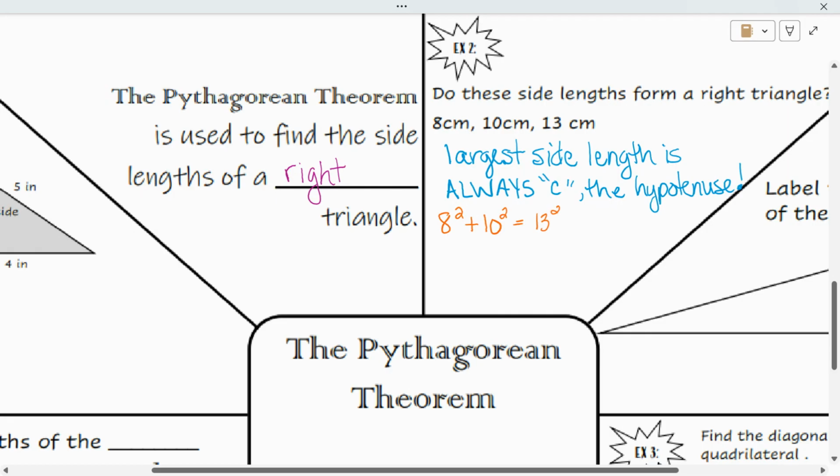So let's see. 8 squared is 64, and 10 squared is 100. Okay. And 13 squared is 169. So let's see. 100 plus 64 is 164. Does 164 equal 169? No. So this is not a right triangle. Not a right triangle.